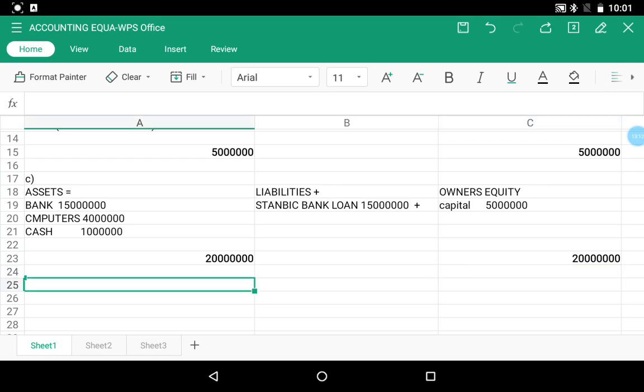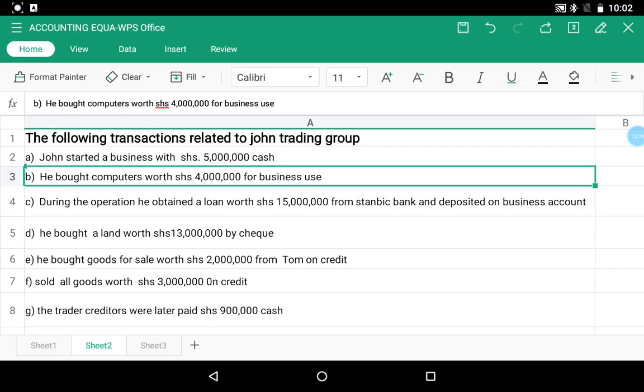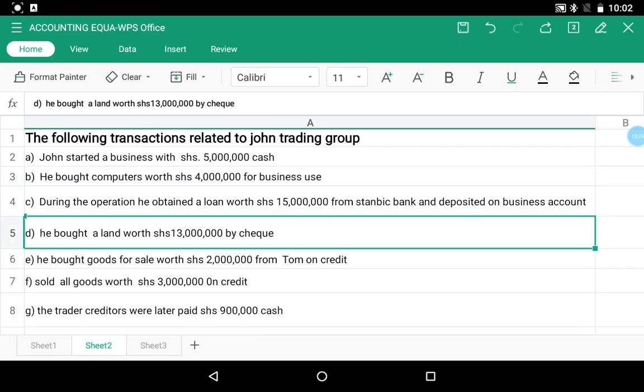Now let's go to our part D. Part D, they said he bought a land worth shillings 13 million by check. That means he used the amount on bank to purchase a land.